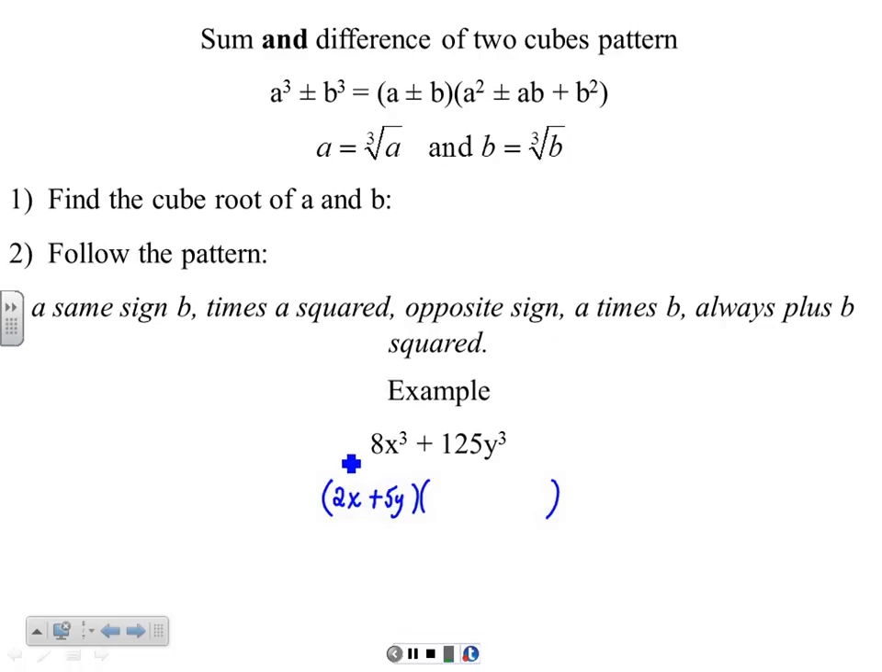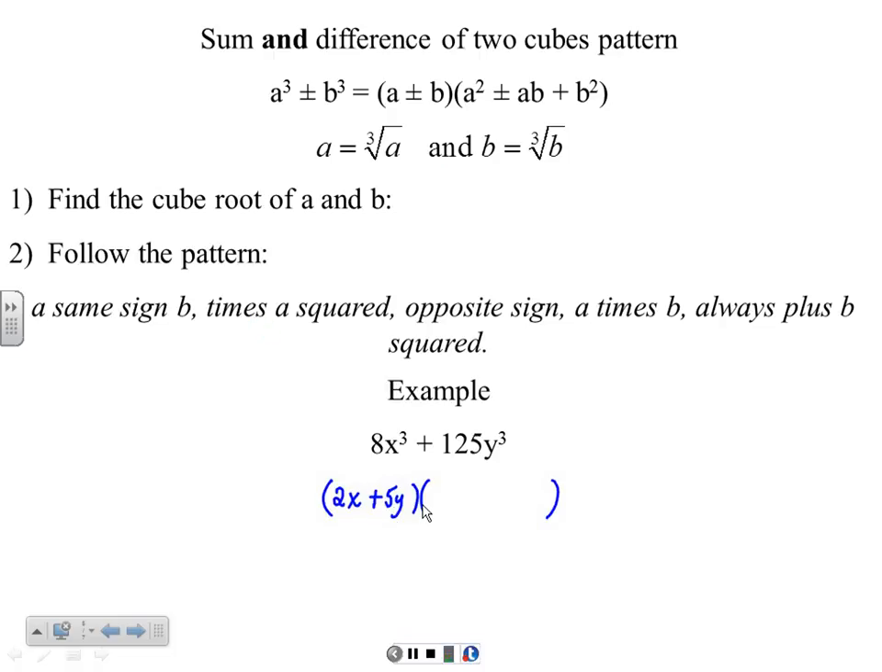Now, when you're finished taking the cube roots of your original problem, you are done with your original problem. Don't go back to it. So we have A, which is 2x, same sign. We have a plus in our problem, so we have a plus here. B, so we took the cube root of B cubed, and so we have B. Don't go back to your original problem.